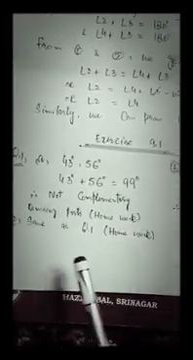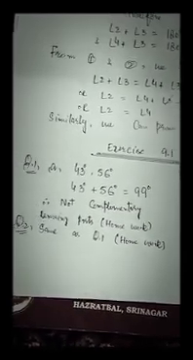And question number 2 is same as question number 1. In question 2, you have to check whether the following pairs are supplementary or not. So simple is that you need to check whether the sum of two angles is 180 degree or not.